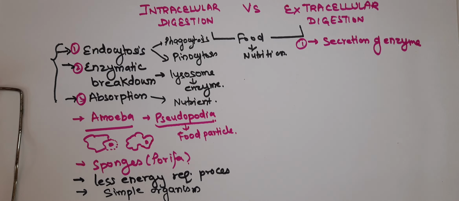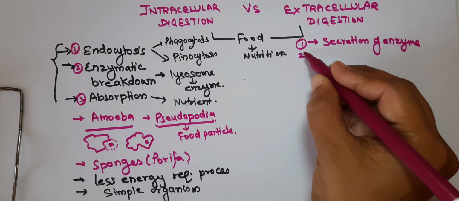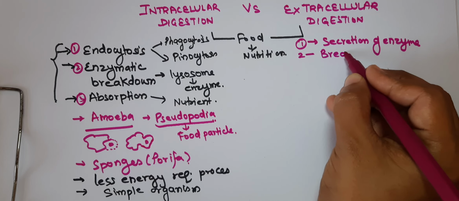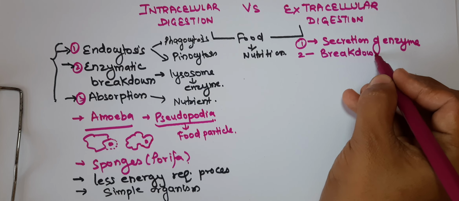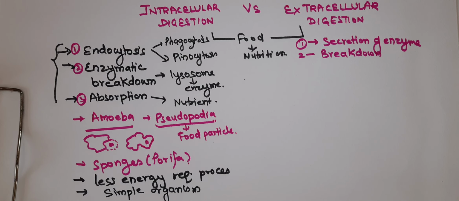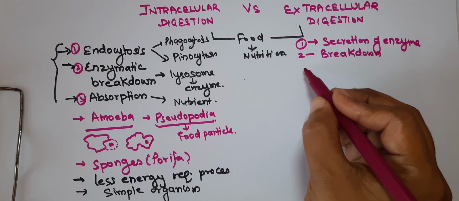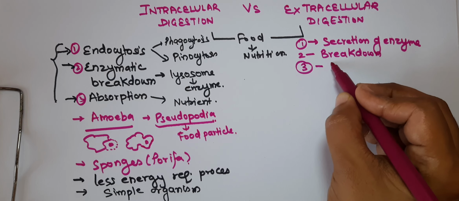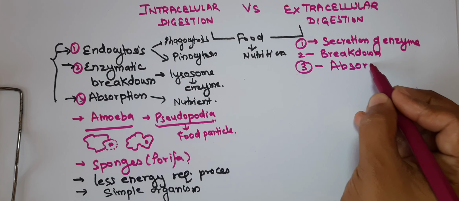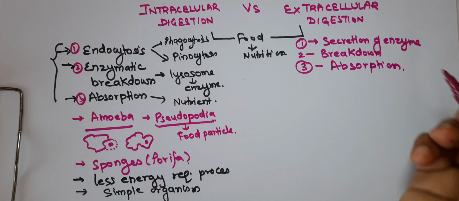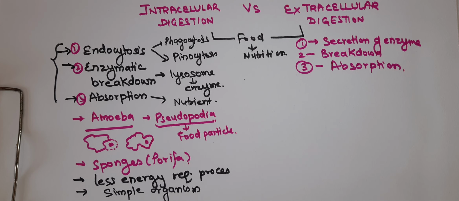The digestive enzymes are released into a cavity, for example the stomach, or the external medium. Then the second step is the breakdown of the food. We have to break it down, right? The complex food molecules are broken into simpler compounds outside the cell, and the third step involves absorption. So where does the absorption occur in extracellular digestion? The smaller molecules are absorbed into the cells lining the cavity or the surface.